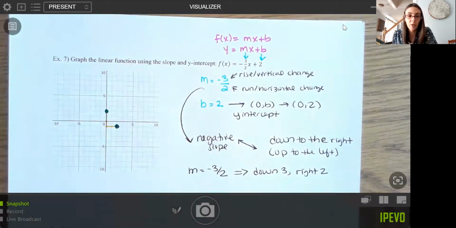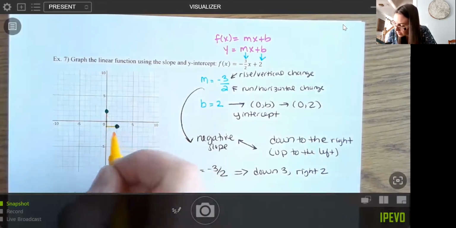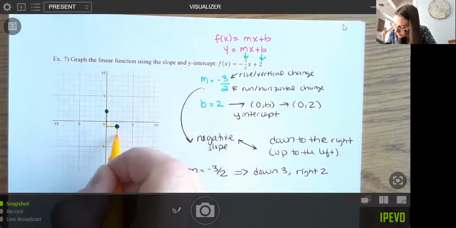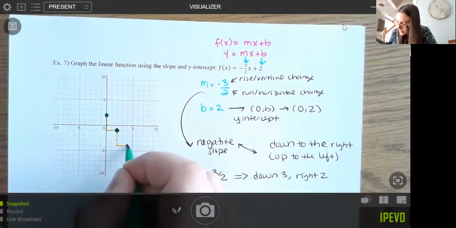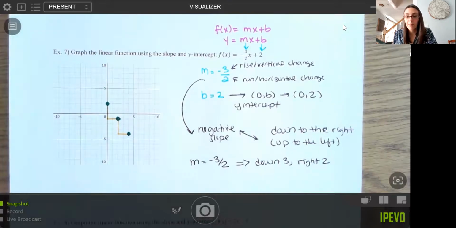Now 2 points is enough, but you could do this over and over again. So I could start here now and go down 1, 2, 3, and go right 2, 1, 2. And so on.